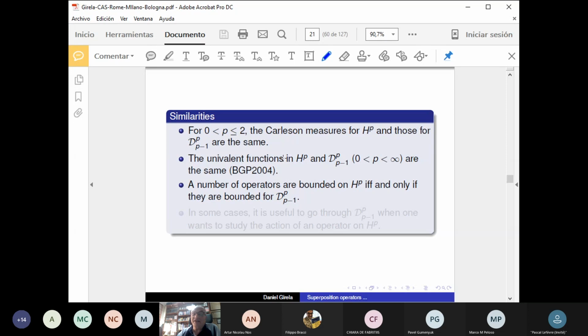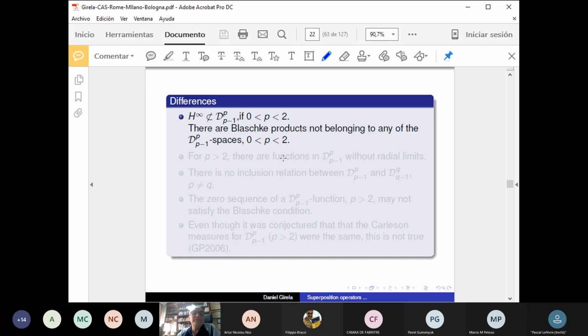And actually, over the years, it has been proved that a number of operators are bounded on H^p if and only if they are bounded on D^p_{p-1}. These are some similarities, and let's speak a little bit about differences.